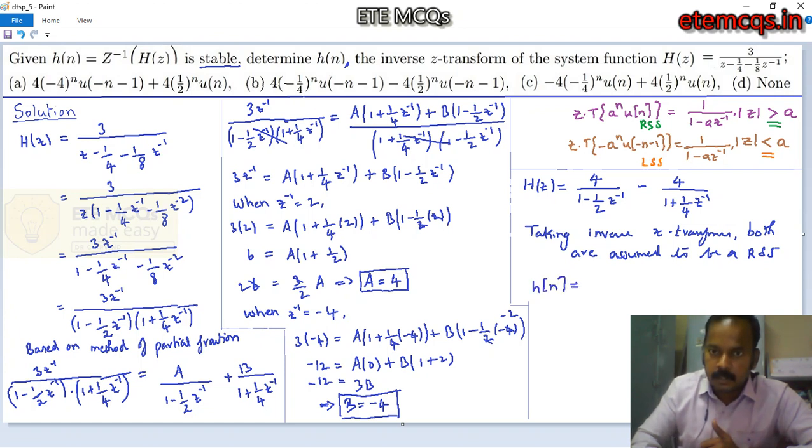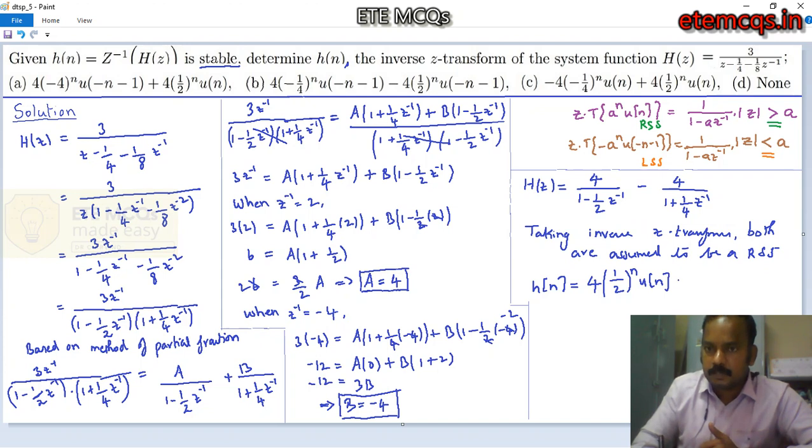H of n. 4 is a constant, inverse Z transform of 1 divided by 1 minus 1 by 2 Z inverse, and I assume that it is a right-sided sequence. So the inverse is going to be a power n into u of n. Instead of a, you have 1 by 2. Okay, this part. So you will have 4 into 1 by 2 the whole power n into u of n. Okay, this is for the first term.